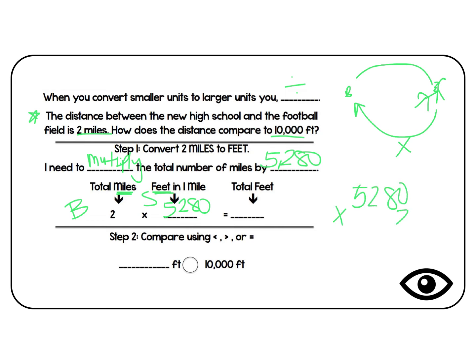5,280 times 2. 0 times 2 is 0. 8 times 2 is 16. 2 times 2 is 4 plus the 1 carried. And 2 times 5 is 10. So that gives us 10,560. And we know that 10,560 is larger than 10,000 feet. So our job in this lesson is to be able to convert and compare units of measurement. Let's practice another one together.